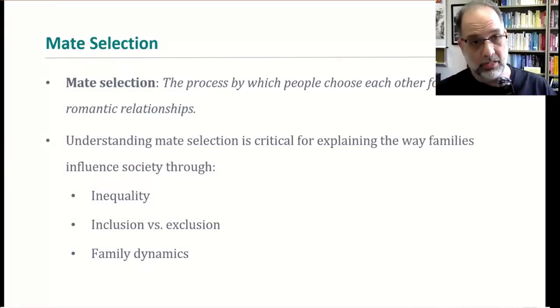Families are very important, and the elements of mate selection will determine other social things like the level of inequality, inclusion or exclusion of certain groups, and elements of the way families will interact for their whole lives.